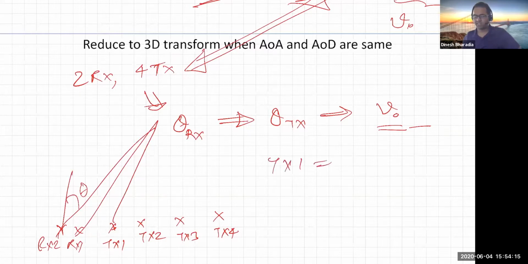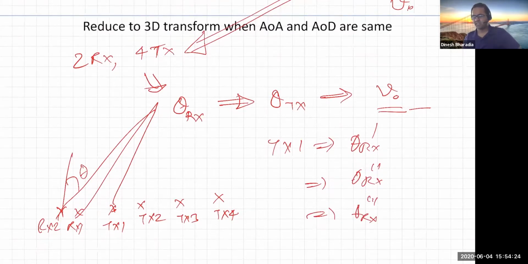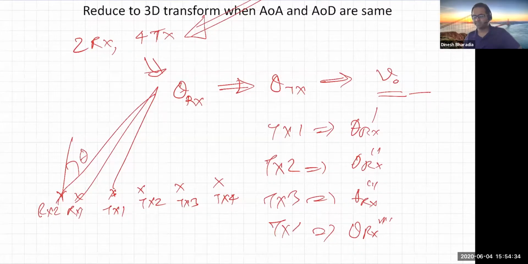I will get theta rx prime, right? And then theta rx double prime, right? And theta rx triple prime, right? And theta rx quadruple prime, okay? Or triple prime in this case, or whatever. So this is transmitter 2, transmitter 3, each one of them giving me this, right? But would that improve my resolution? What will this improve?